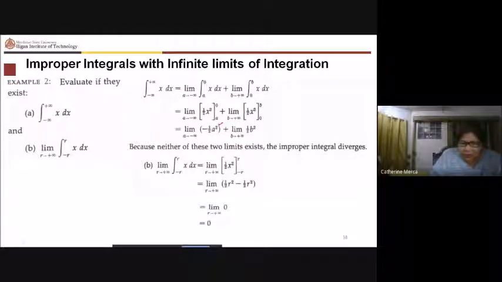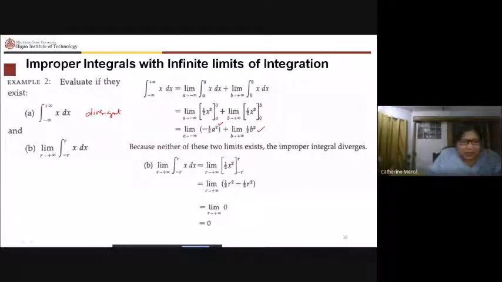And for this one, the upper limit is b, so 1/2 b squared, minus 0. Now, what is the limit of negative 1/2 a squared as a approaches negative infinity? This will turn out to be infinity, and the other one is also infinity. So neither of these two limits exists. Therefore, this integral is divergent. The limit does not exist here.